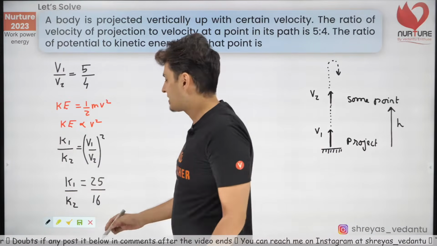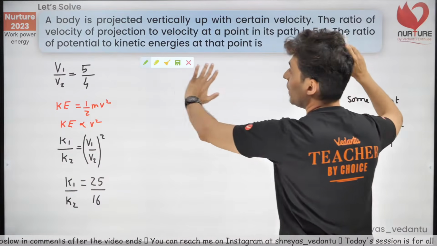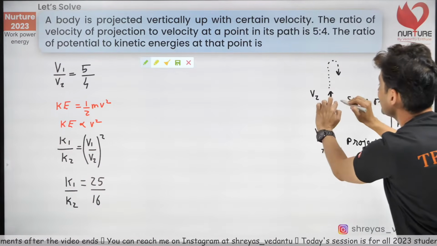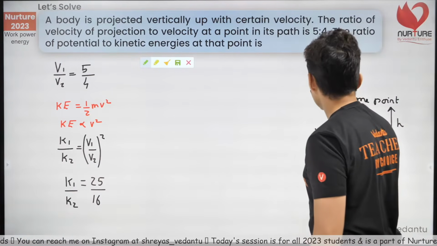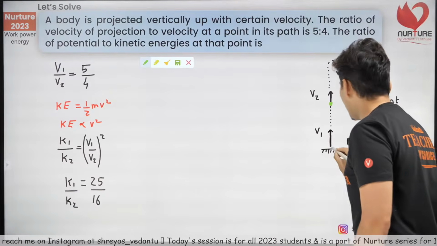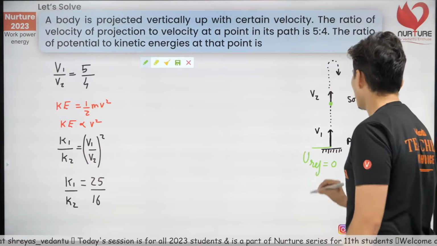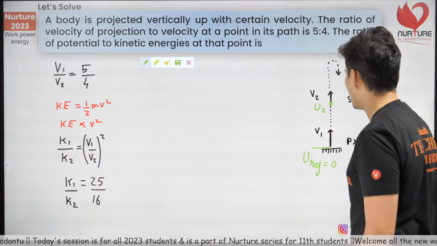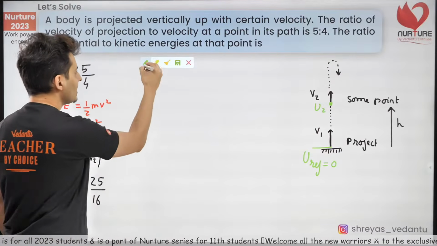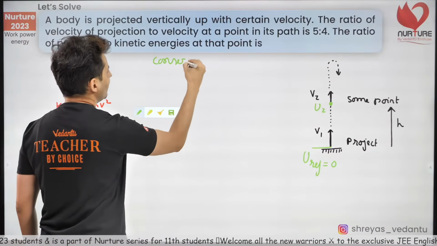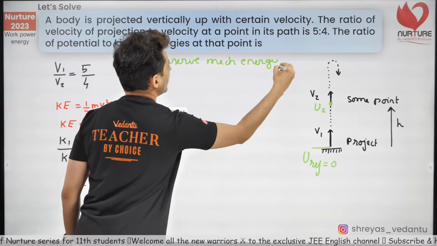I'm going to do a simple trick now, because the question reads the ratio of potential to kinetic energy at this point. Let's say over here the potential energy reference, if I take it as 0, here the potential energy is U2. Now, can I not just conserve energy? So if I conserve mechanical energy, what do I get?